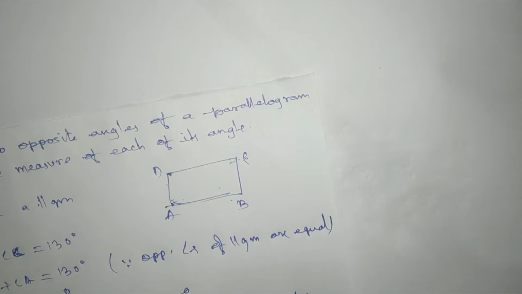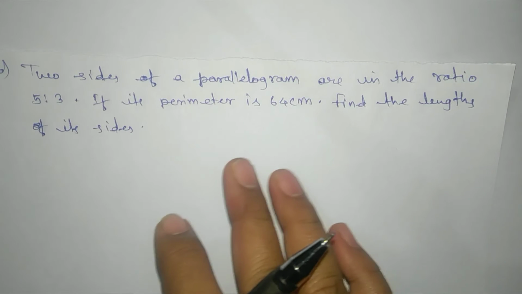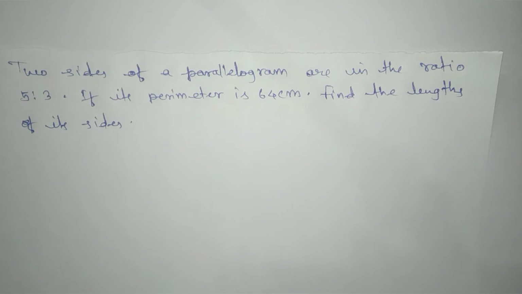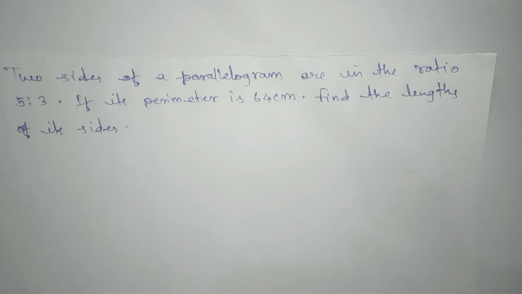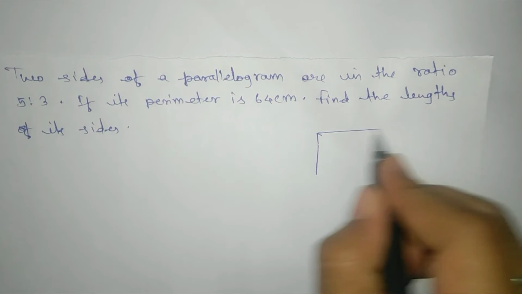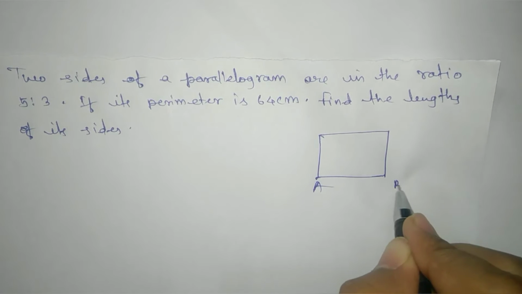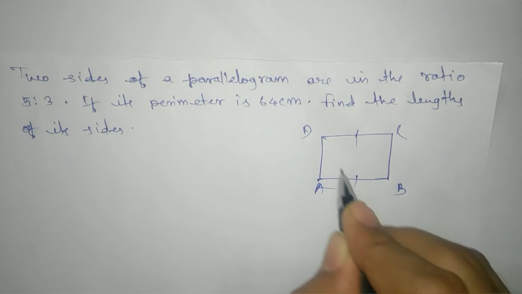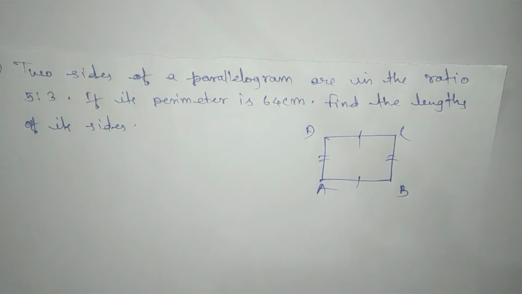Question number 6. Two sides of a parallelogram are in the ratio 5:3. If its perimeter is 64, find the length of its sides. Now till now we have done angles. Right now we'll go for sides, and we know that in a parallelogram ABCD, opposite sides are equal. We'll use this concept.